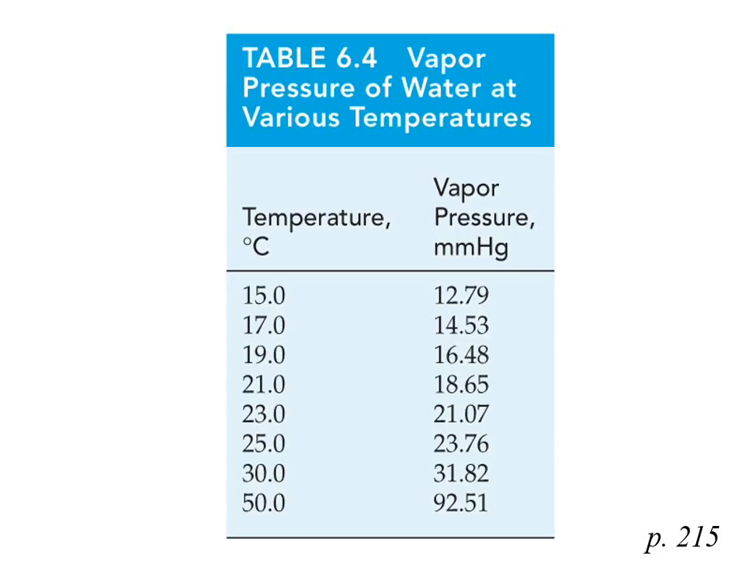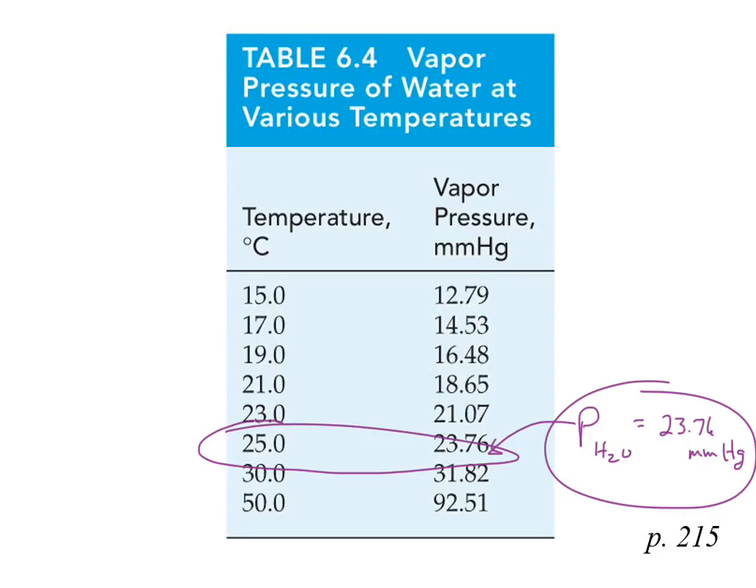The point is, and we'll start out with this Wednesday, for instance, let's just say you were running an experiment at 25 degrees Celsius. If you had to account for the partial pressure of water vapor, guess what? You would say the partial pressure of water vapor is 23.76 millimeters of mercury. That's what you would say. Why? Because it's on this table. That's how that works.